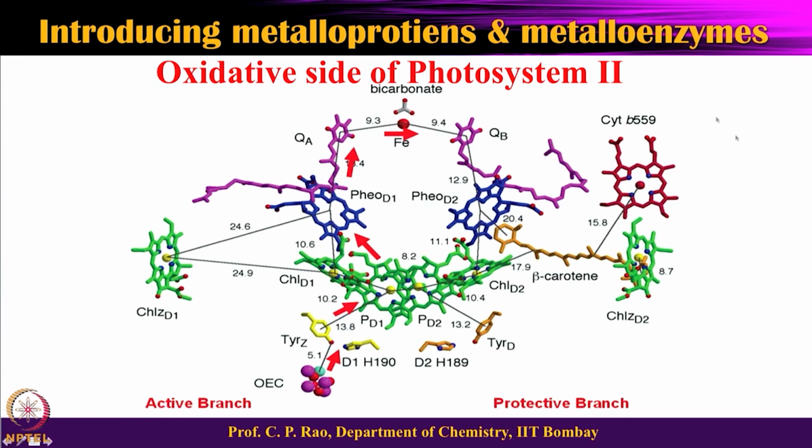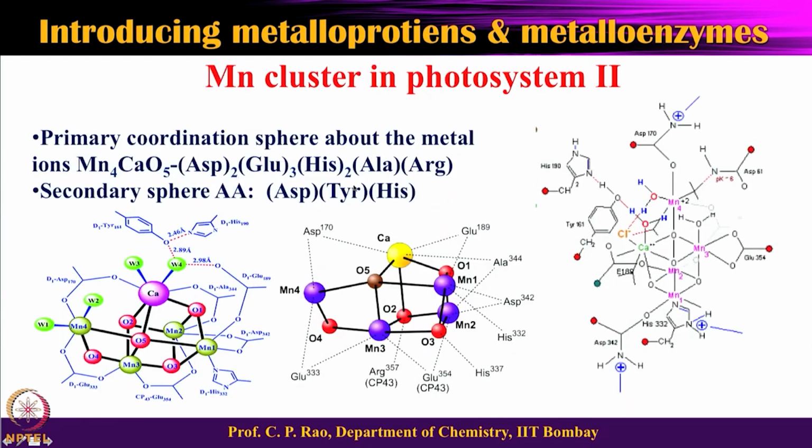So, you have a coupled light harvesting plus electron transporting, and beyond this it will go to photosystem 1. We are not interested in that. Okay. So, that is how the electron transfer happens.